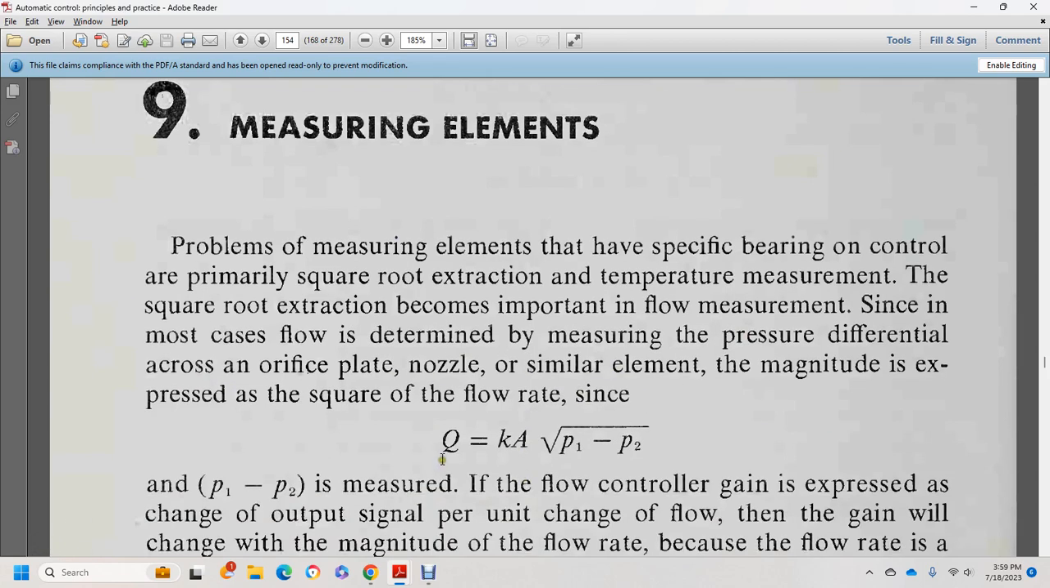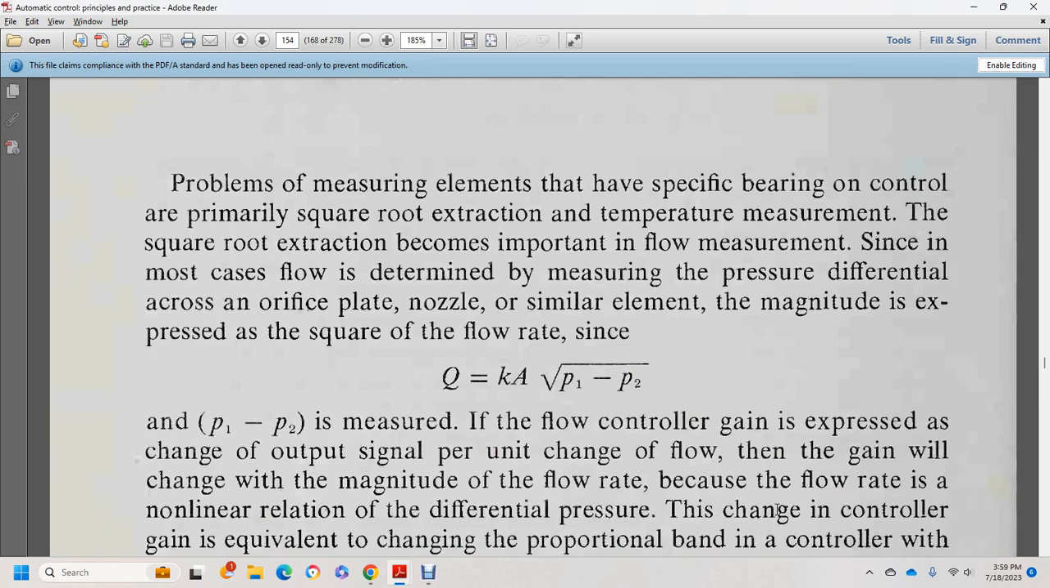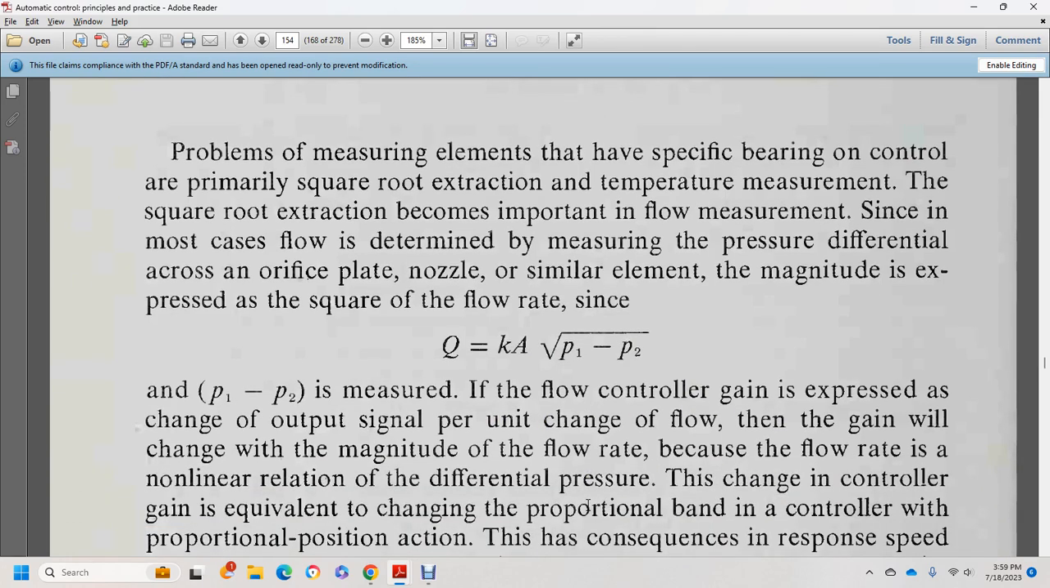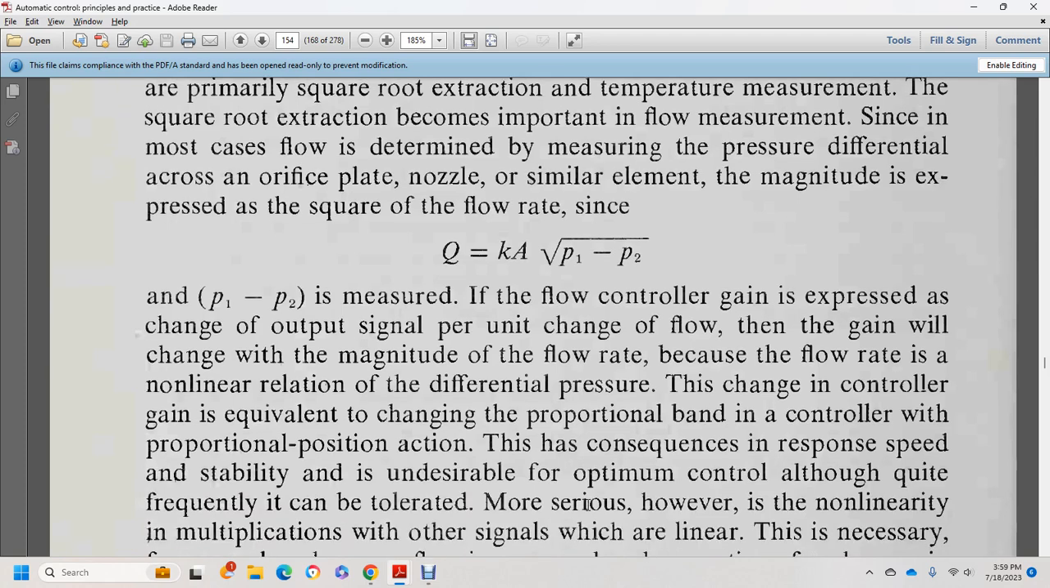Since Q is equal to constant K times area minus P1 and P2, is measuring flow control with the gain expressed with the change output signal per unit change of flow. The gain will change with the magnitude of flow rate because of the nonlinear relation with the differential pressure, for the change with the control of the gain with the equivalent change with the proportional band with the controller with the proportional position action.